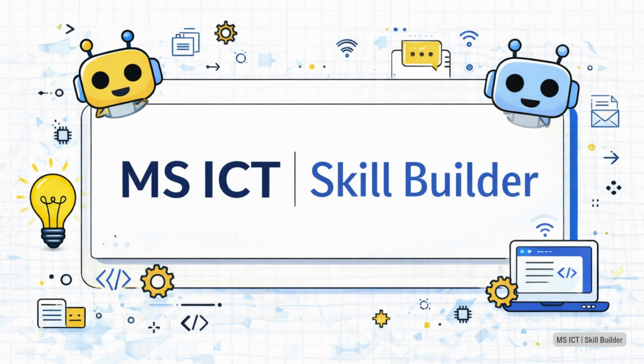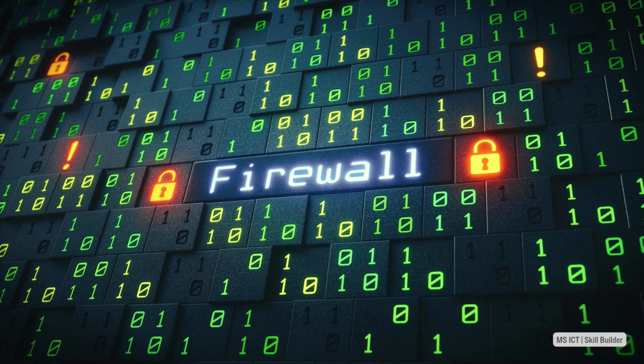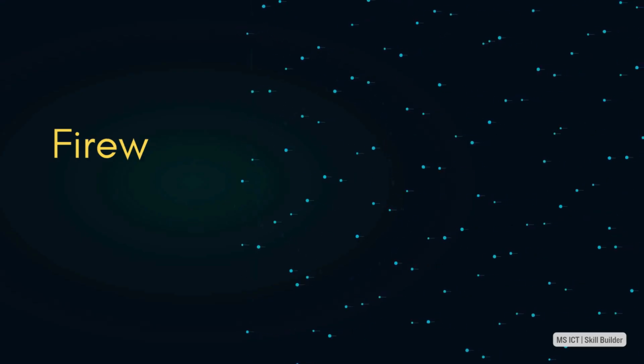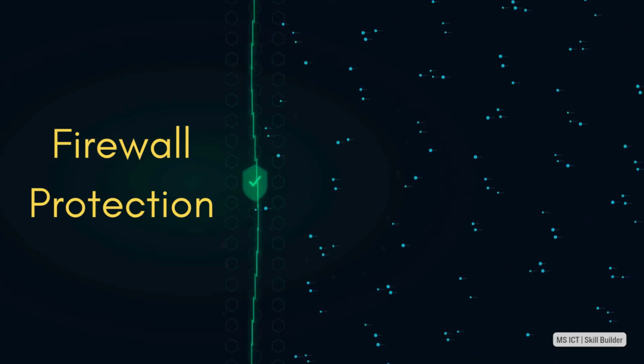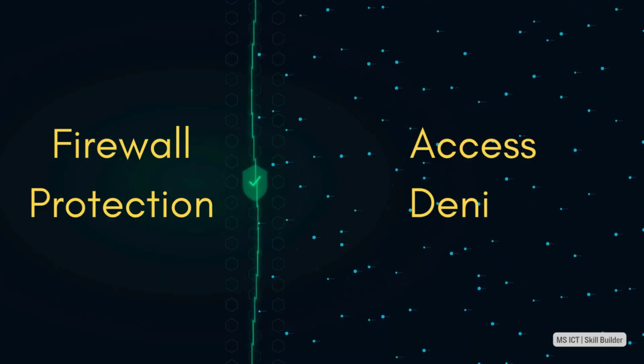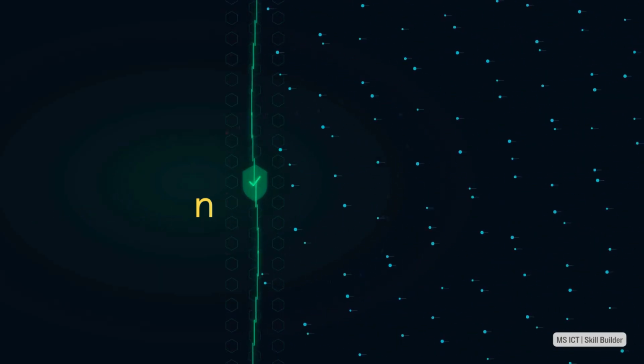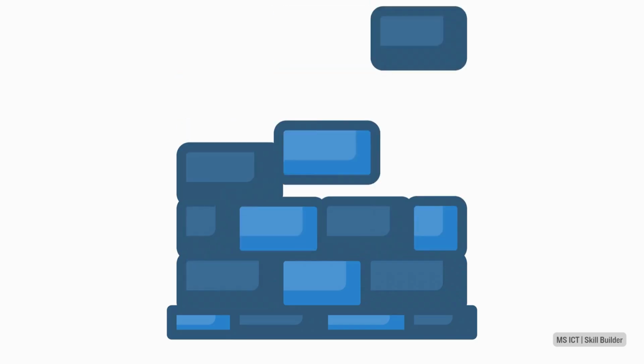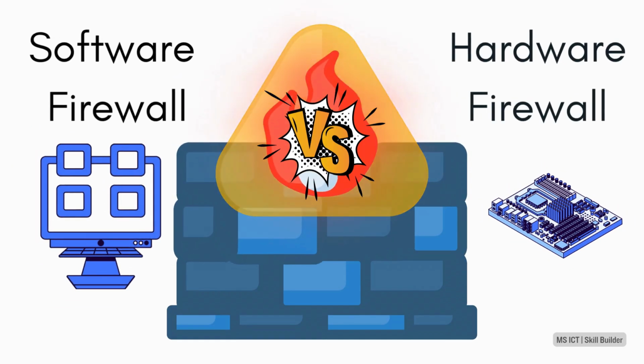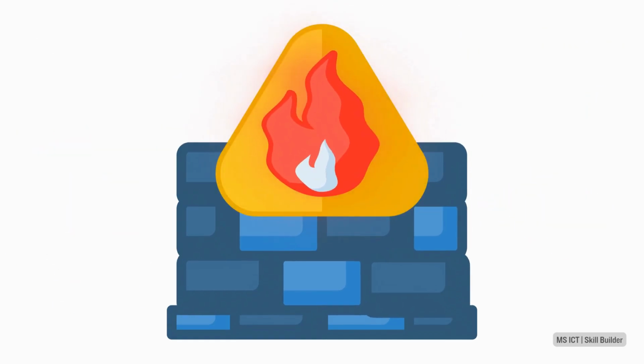In an age where cyber threats are constant, understanding how to protect your network is essential. Think of a firewall as a digital boundary wall or a gatekeeper that stands between your trusted private network and the untrusted public internet. In this video, we break down the two main types of firewall: software firewalls and hardware firewalls. Let's begin.